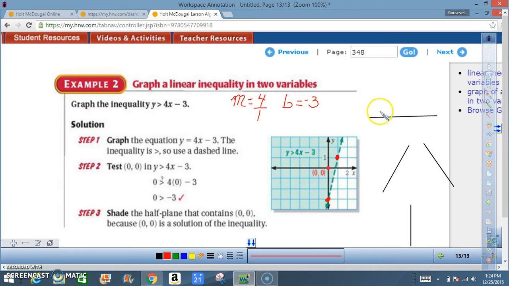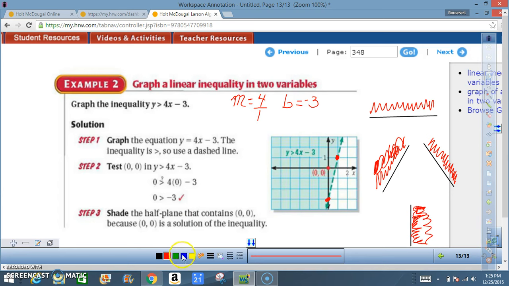Okay, now to help some people out who may be confused on how to shade, it's pretty simple. If my line is slanting in a positive direction, then greater than would be above the line, like so. If my line is going in a negative direction, then greater than would be above the line, like so. If my line was horizontal, greater than would be above. And if my line was vertical, greater than would be on the positive side.